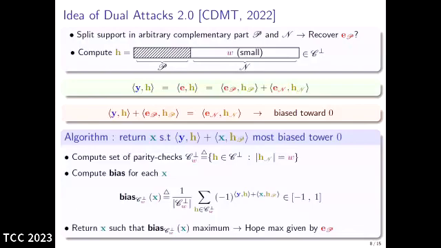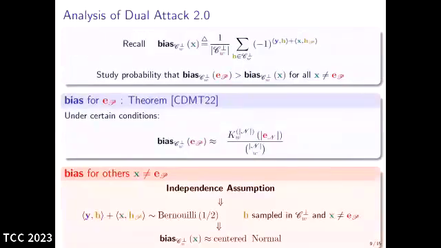So more formally, what we do is, as before, we compute the set of all parity checks of weight W on N this time, and we compute a bias function for every X. So this is, as before, a sum of -1 to the power of Y dot product H plus X dot product HP. And you notice, of course, as before, that if X is equal to EP, this will be equal to 0 often. And so this whole sum will be big and will be close to 1. So you will return X such that the bias is maximum.